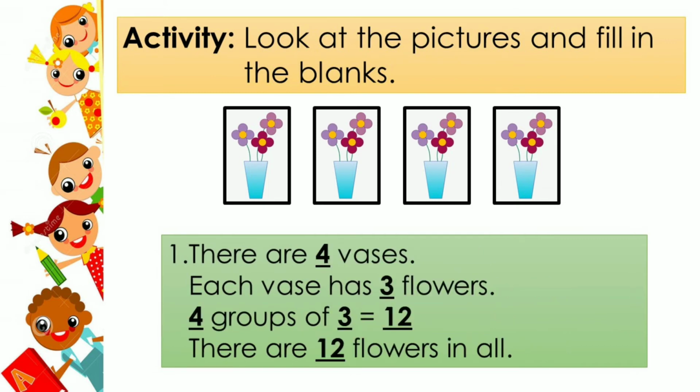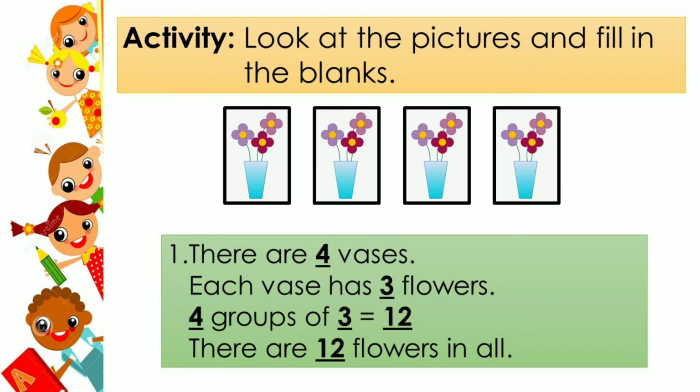Teacher, there are 4 vases. Each vase has 3 flowers. 4 groups of 3 is equal to 12. Therefore, there are 12 flowers in all.